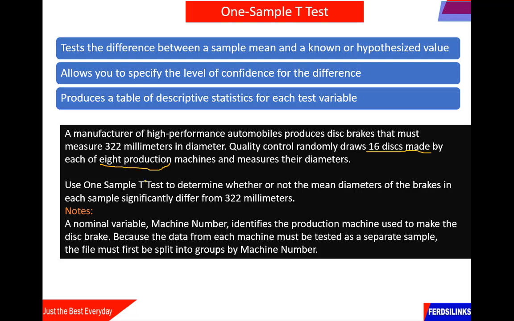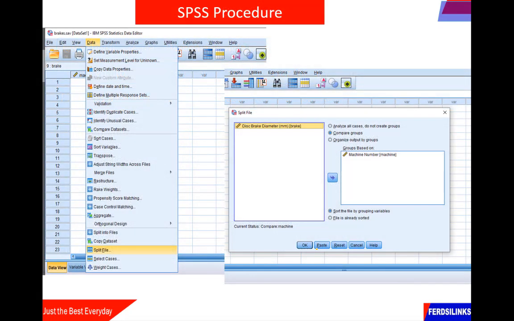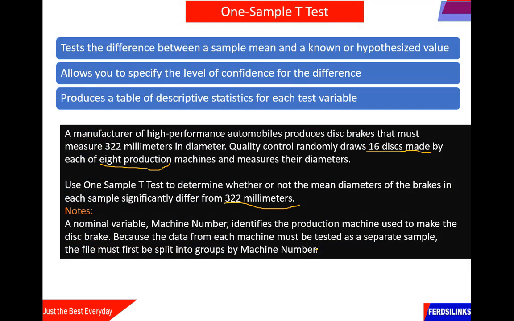Use the one sample t-test to determine whether or not the mean diameter of the brakes in each sample significantly differs from this value. This is our hypothesized value. This is our population mean, the known mean that we want to test. Now, key things to take note of: a nominal variable, machine number, identifies the production machine used to make the brake. Because the data from each machine must be tested as a separate sample, we must split this data. This is based on the SPSS data that they provided for us, and I will show you how to do that.